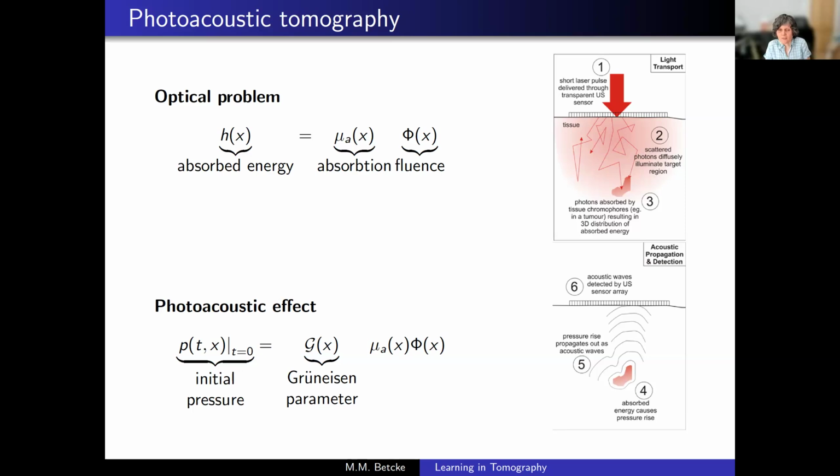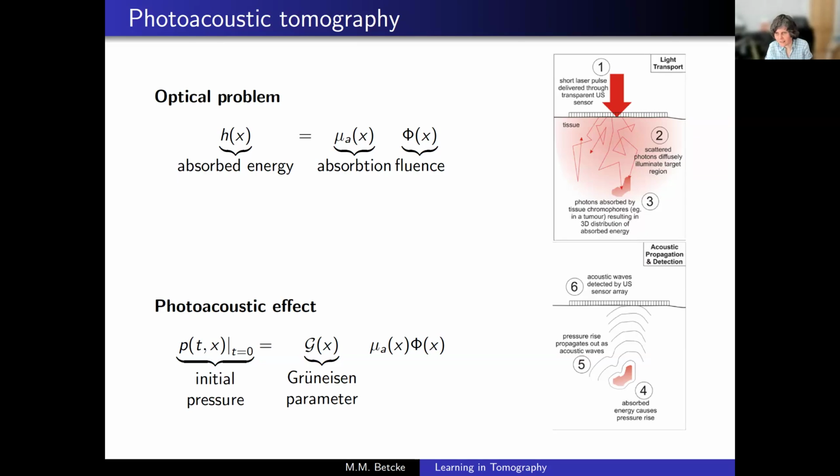What we are particularly excited about in this modality is that it combines a very relevant biological contrast mechanism, that is optical contrast, with the resolution of ultrasound. The idea is that we are illuminating the tissue with a pulse of near infrared light. This light will diffusively propagate through tissue, so we are not transparent, basically, to waves, not even near infrared.